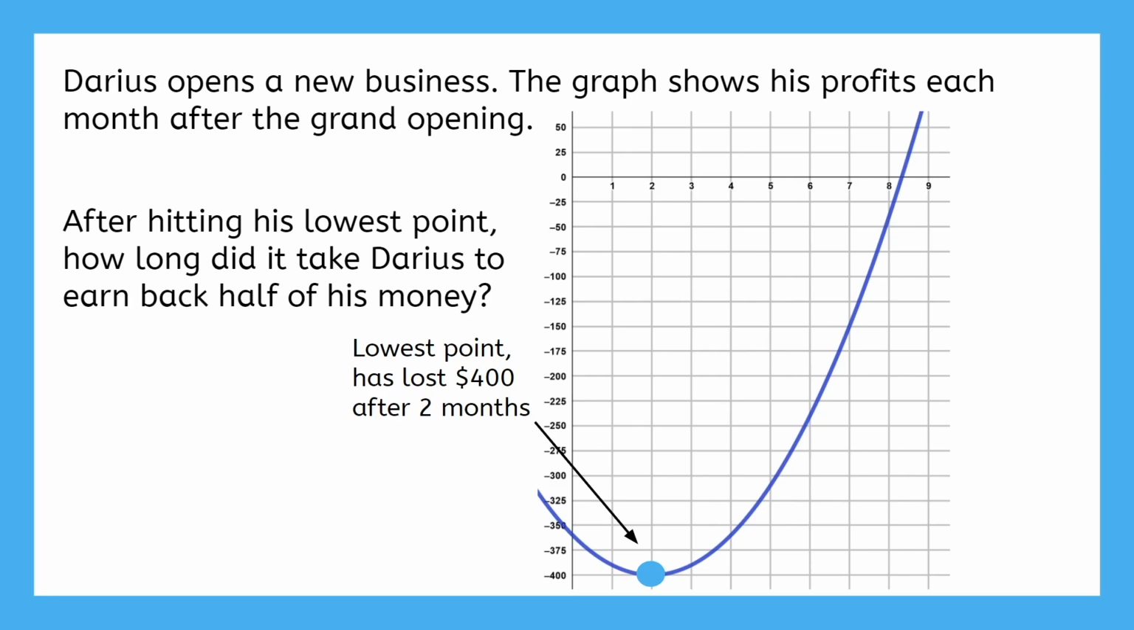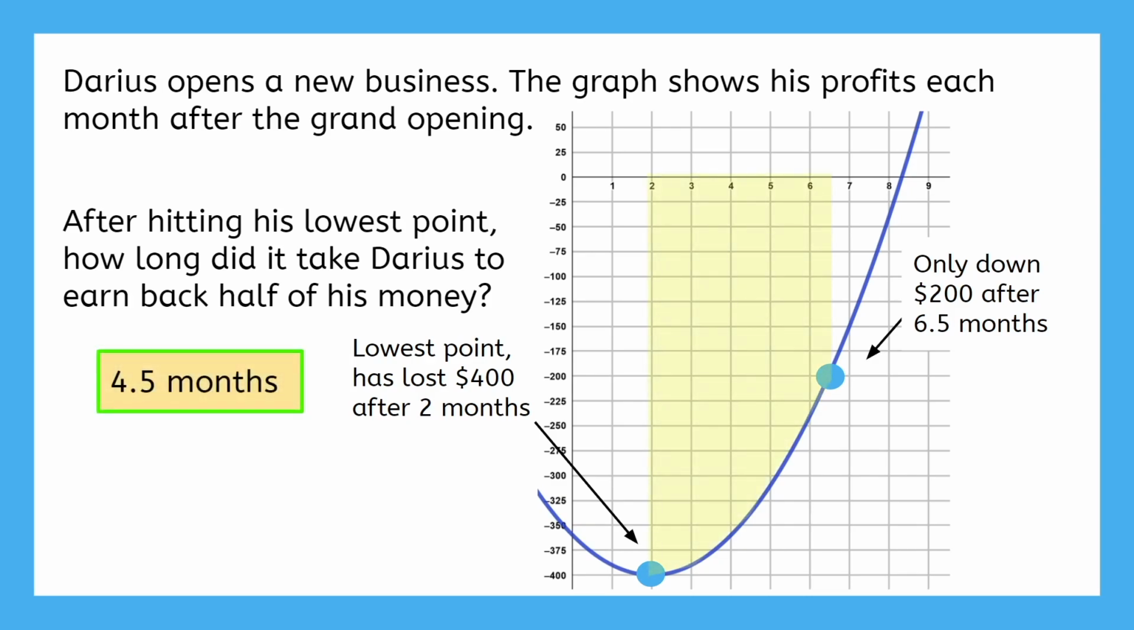At his low point, he was down $400, so half of that would be $200, which is how much he was still out at this point, about 6.5 months after opening. So if he hit his lowest point 2 months in and made back half his money 6.5 months in, how long did it take to earn back half his money? The time between those 2 points was about 4.5 months. Even though this question was harder, the necessary information was still on the graph. We just had to find it.